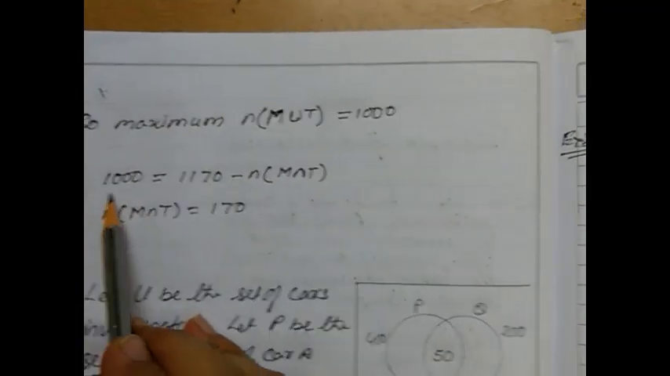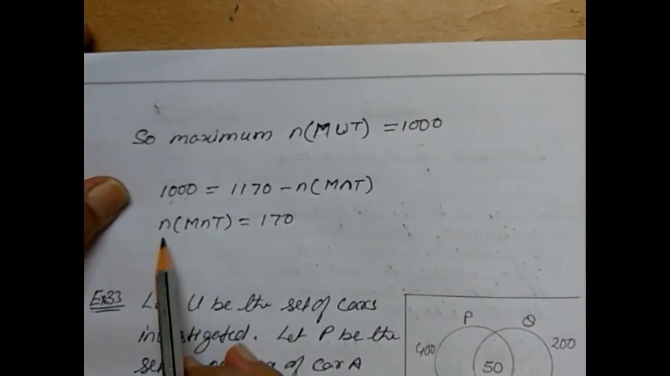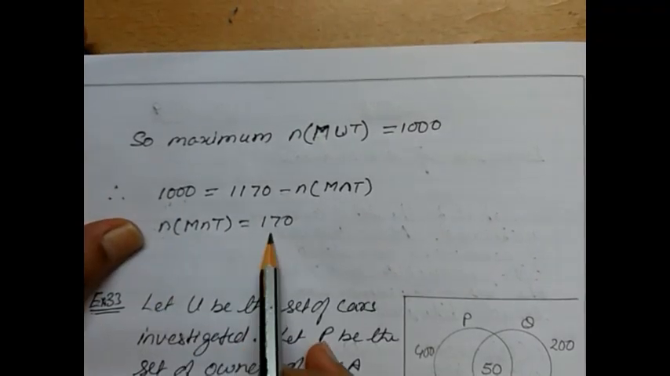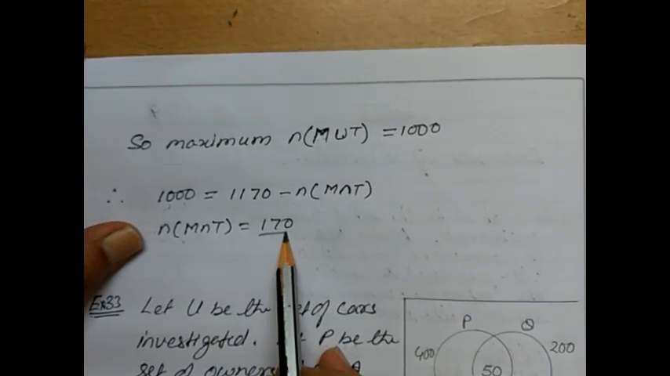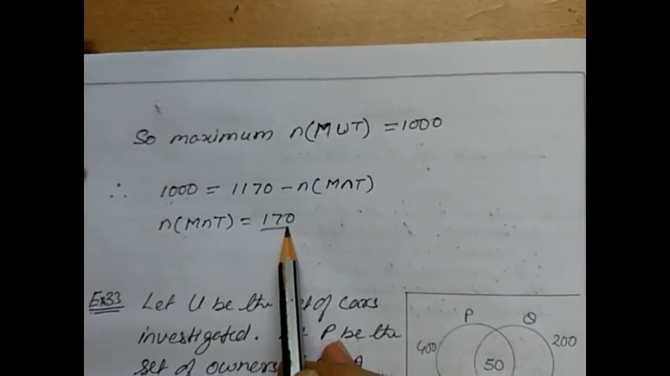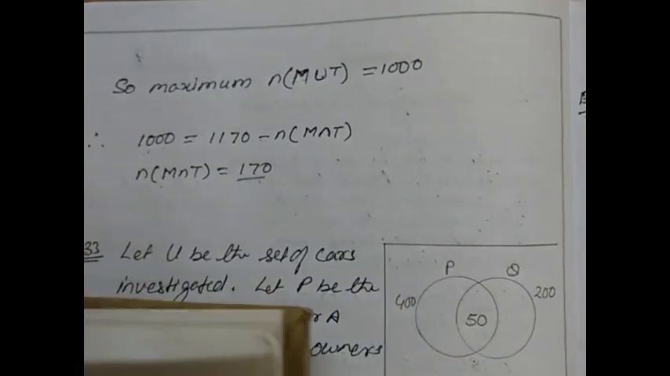So when we take M union T, that is 1000. So here we will get M intersection T equal to 170. I hope this is clear. Okay, so now we move to another example having a similar concept. Let's take another.